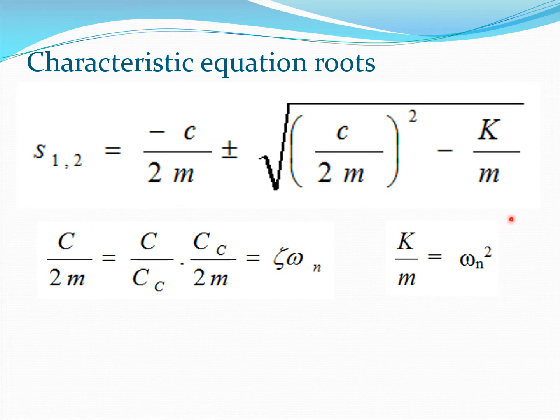So let's get back to our characteristic equation here and try to look at these terms. So C by 2m could be written as C by Cc into Cc by 2m, and C by Cc is zeta, the damping ratio. Cc by 2m is the natural frequency of the non-damped system. Similarly, K by m is the natural frequency of the undamped system squared. So by using these two definitions, we can write this whole thing in a simpler form, and we'll be able to extract the natural frequency out of this whole system.